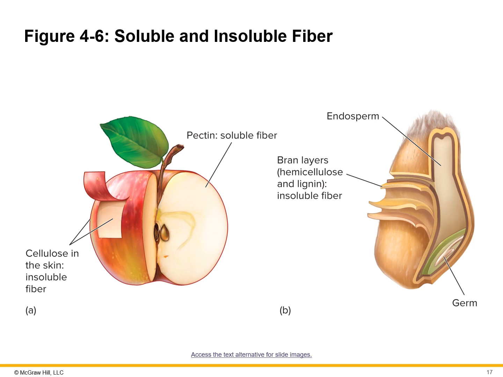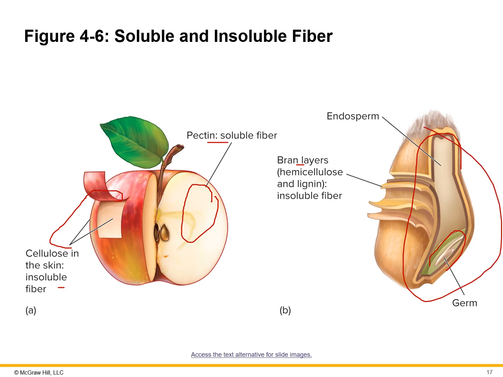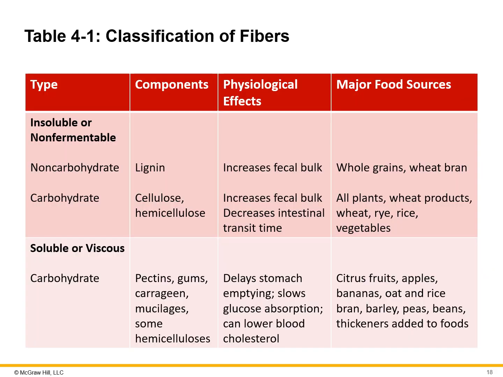And this is, again, just looking at pectin, an example of soluble fiber, which mainly makes up the inner part of our apple, whereas the skin is cellulose, which is an insoluble fiber. Also, if we look at bran, bran is made up of a germ that's surrounded by an endosperm. But again, these contain different insoluble fibers. Again, a nice little summary table here that shows the same thing.